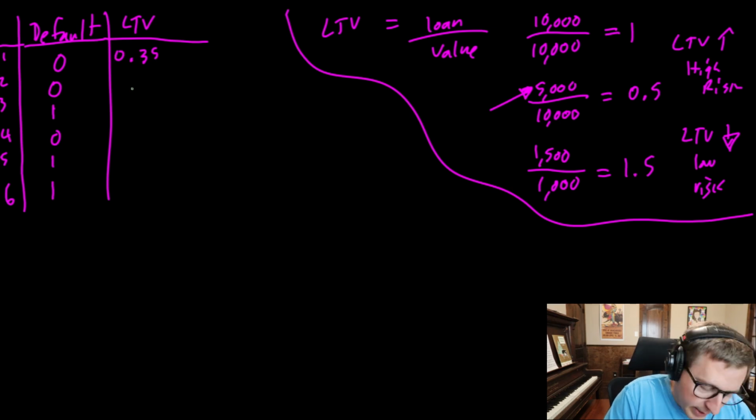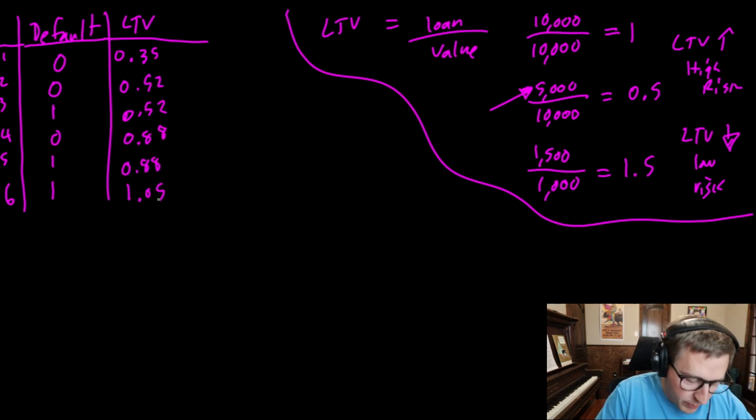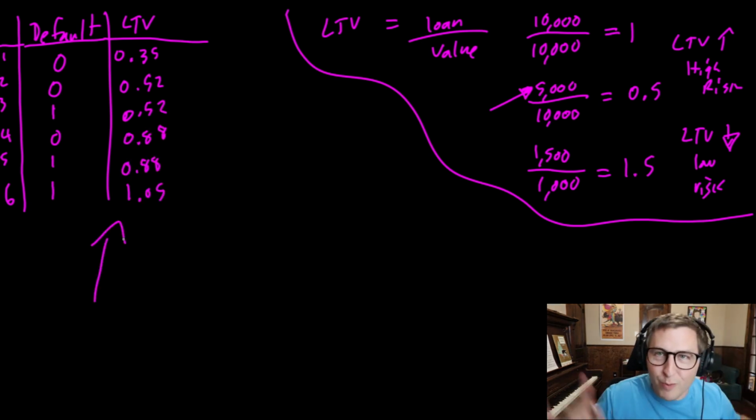So 0.35, 0.52. Let me just fill these in real quick. Okay, so in practice here, this would be like the data set that you get. You don't just make this data up like I'm doing, but you would get a data set and this is what it would look like here.